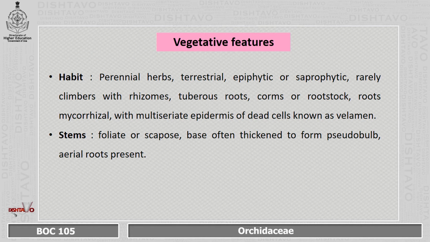Vegetative features, the habit: they are perennial herbs, terrestrial, epiphytic or saprophytic, rarely climbers, with rhizomes, tuberous roots, corms or rootstock. Roots have mycorrhiza with multiseriate epidermis of dead cells known as velamen tissue. Since some of them grow as epiphytes, they show the presence of velamen tissue that helps in absorption of moisture from the atmosphere. The stem is foliate or scapose, base often thickened to form pseudobulb, aerial roots are present.